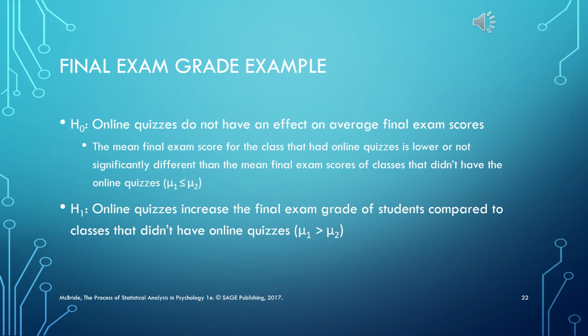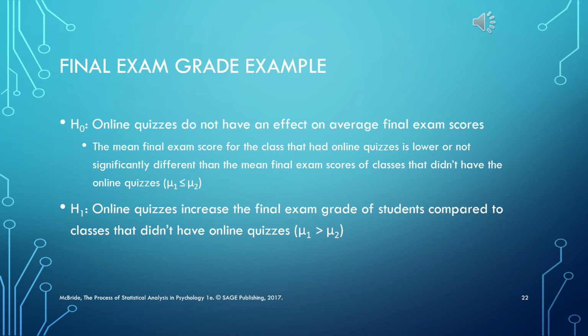So if we set up a null hypothesis, it's that the online quizzes didn't have an effect on the average final exam scores, meaning that the mean final exam score for our sample would not be significantly different or would be equivalent to the mean of that distribution of classes that came before it that didn't have online quizzes, or that in fact the final exam is less than, because remember with null hypotheses for one-tailed hypotheses, we have to include both of these things.